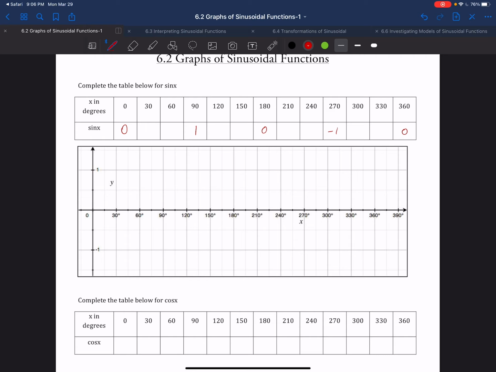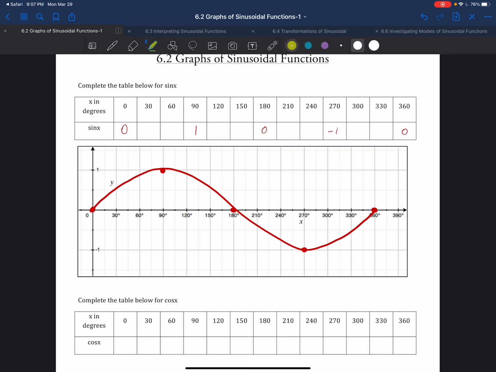And again, you can do the ones in the middle to see a more accurate picture of what it looks like. But if I graph this, my first point is 0, 0. So sine of 0 is 0. The sine of 90 is 1. 180 is 0. 270 is -1. And 360 is 0. So we get a curve that looks like this. So this is one cycle of sine x.